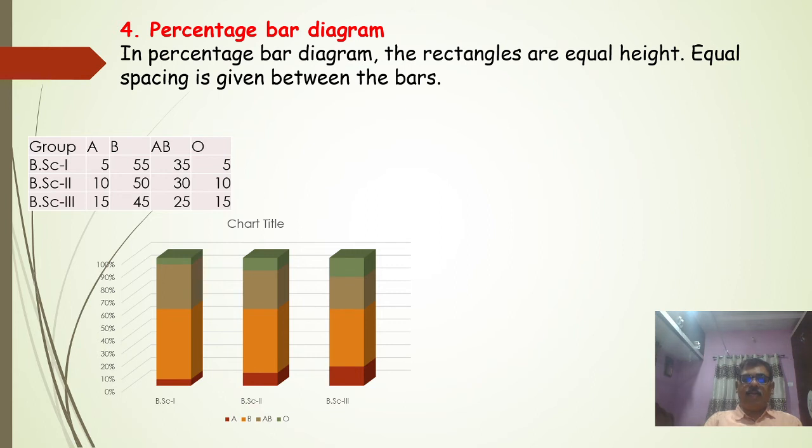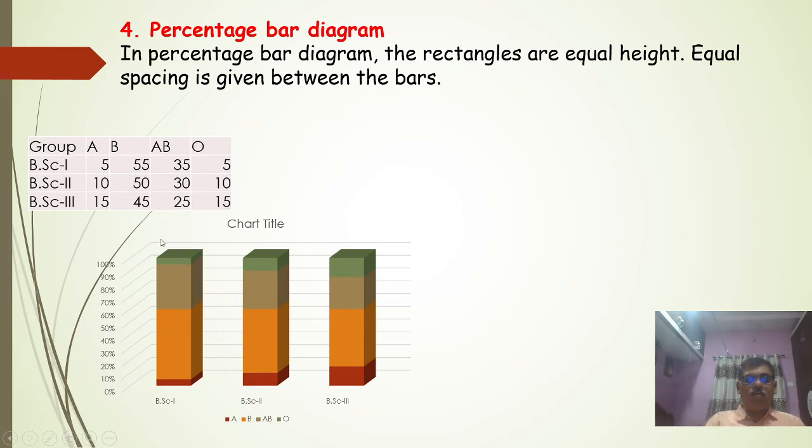Then the percentage bar diagram. Here we are using percentages. In a percentage bar diagram, the rectangles are of equal height and equal spacing is given between the bars, and we are showing the percentage of students with A blood group, that is 5%. Then B group is 55%, so this goes up to 5 plus 55, that is 60. Then AB is 35%, so 60 plus 35 is 95, and the remaining 5 is O blood group.